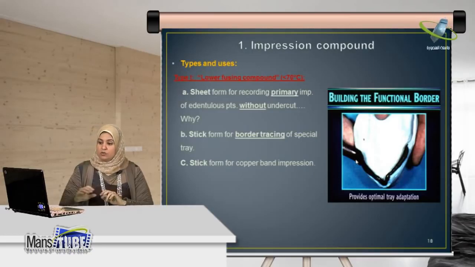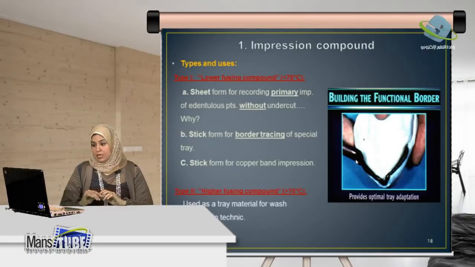The second type is called higher fusing compound. The high fusing compound has a fusion temperature that is above 70 degrees Celsius. Okay, so at this temperature I can't put the material inside the oral cavity because the patient cannot bear 70 degrees. This will cause a thermal shock to the patient. So I use them outside of the oral cavity by pressing.